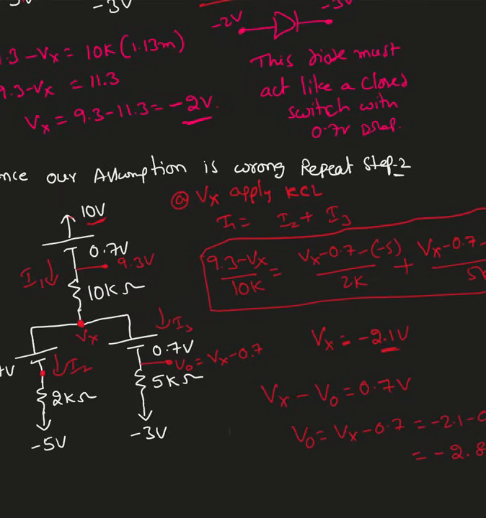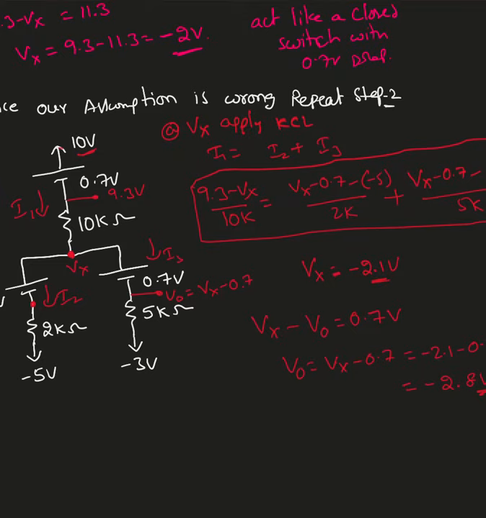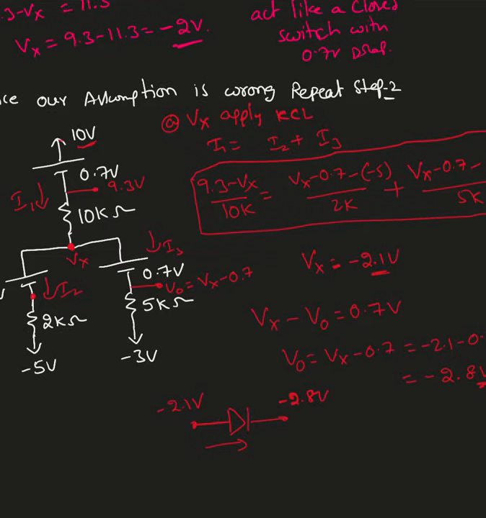Still, we need to verify whether our assumption is right or wrong. How do you verify that? To verify diode D3, we're assuming this is acting like a closed switch with 0.7 volts drop. Here I have negative 2.1 volt. Here I have negative 2.8 volt. So definitely current has to flow from anode to cathode. So our assumption is right.